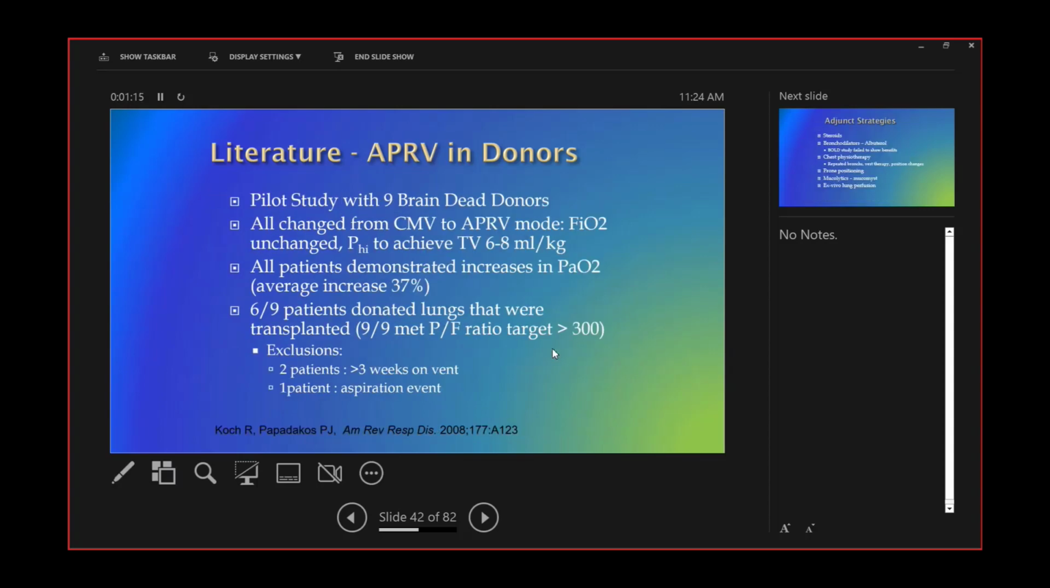This was a study where they took 9 brain dead donors and put them all on CMV and changed them to APRV mode. They didn't change the FiO2. They did a P-high to achieve a tidal volume of 6 to 8 per kilo like we've talked about. All of the patients demonstrated increases in PaO2, with an average of a 37% increase. 6 of the 9 patients donated lungs that were transplanted. 9 of the 9 met their PF ratio target of greater than 300, but 3 of them were excluded: 2 because they were on a vent for more than 3 weeks, and 1 had a bad aspiration event.